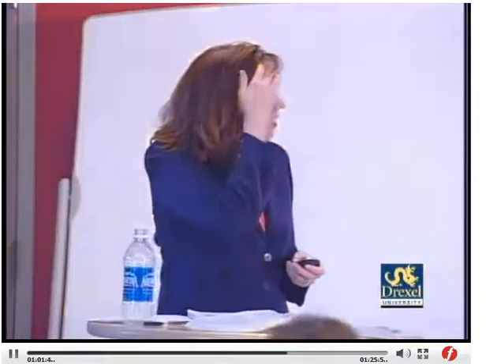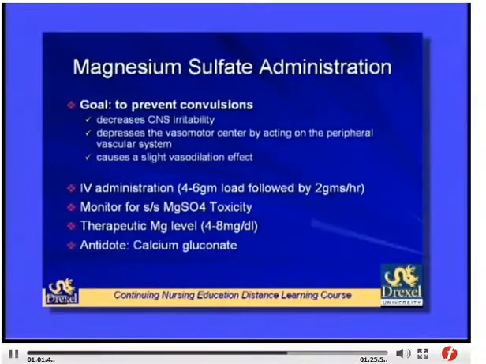With regards to mag sulfate administration, the goal is to prevent convulsions, and I think you really need to remember what the goal of this therapy is. Preeclampsia can turn into eclampsia, and eclampsia is when the person actually has a seizure. With regards to what it does, it decreases CNS irritability, it depresses the vasomotor center by acting on the peripheral vascular system, and causes a slight vasodilation effect. So if I'm saying it causes a slight vasodilation effect, what I'm finding is that there is a possible lowering of the blood pressure, but that is not the true goal of why we give this medication.